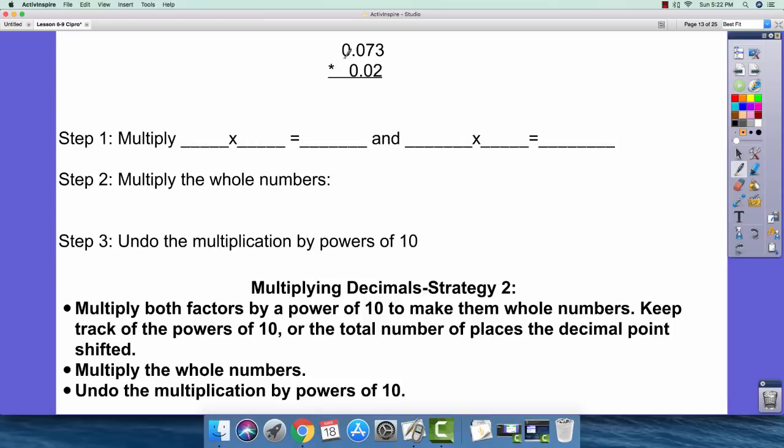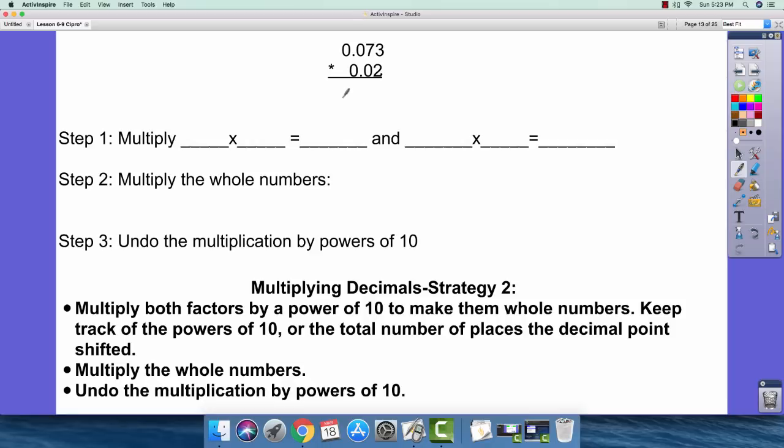I know that 2 hundredths is less than 1, so my product, my answer, should be less than my first factor here of 73 thousandths. So whenever I'm multiplying this, I should get an answer that's less than 73 thousandths since this factor is less than 1 whole. So strategy 2, again, we have 3 steps, all right?